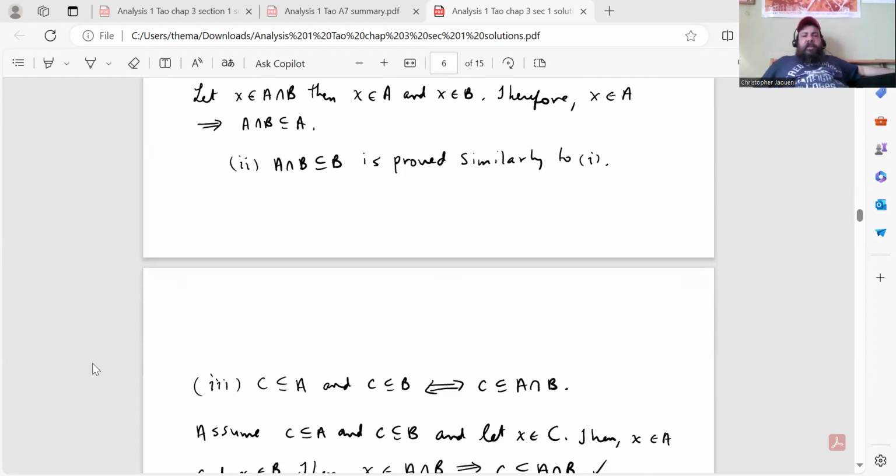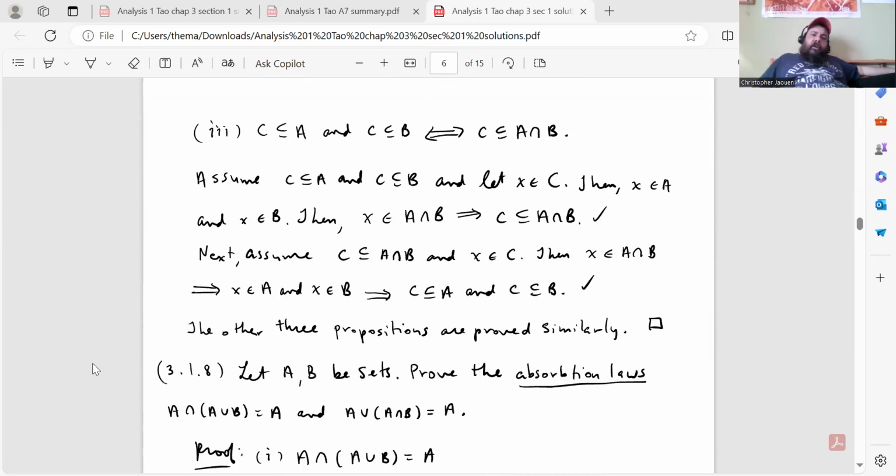Proposition 2, A intersect B is a subset of B. That's proved in an exactly analogous way to part 1, so I skipped that. And then proving part 3. C a subset of A and C a subset of B, if and only if C a subset of A intersect B. So assume C is a subset of A and C a subset of B. Let X be an element of C, then X is an element of A, and X is an element of B. Then X is an element of A intersect B, because it's in both. That implies C is a subset of A intersect B.